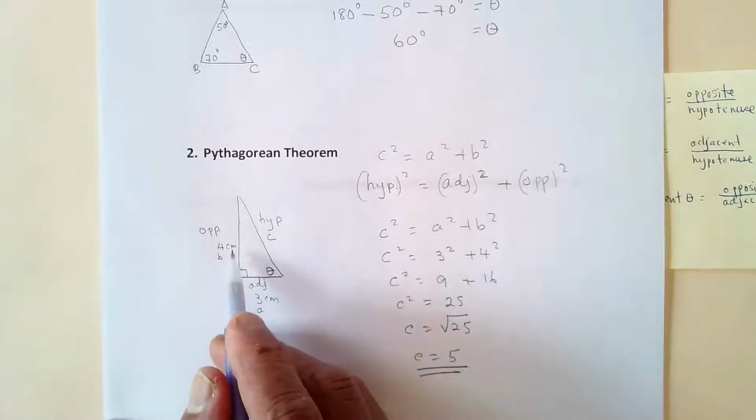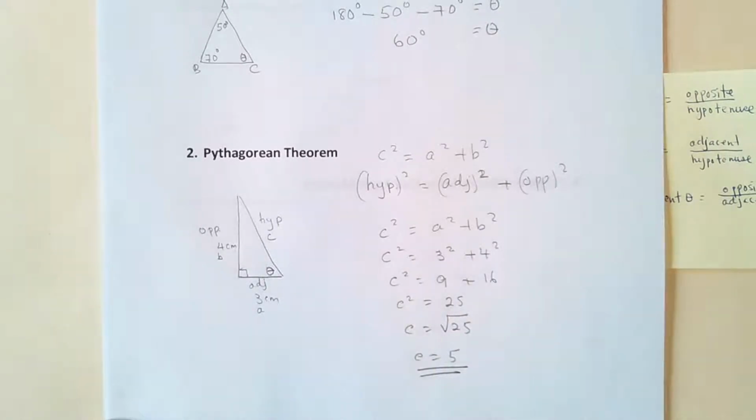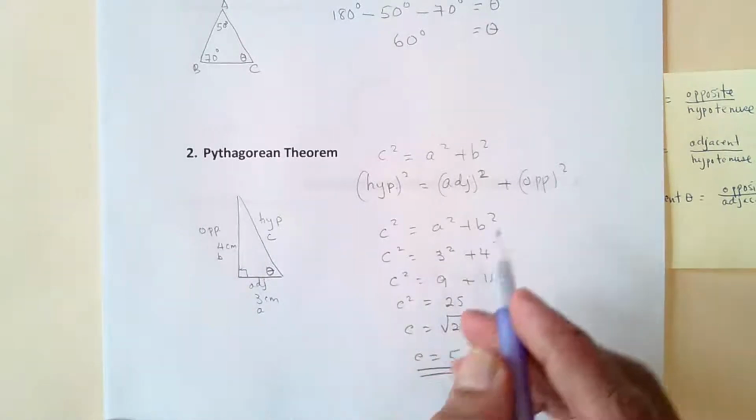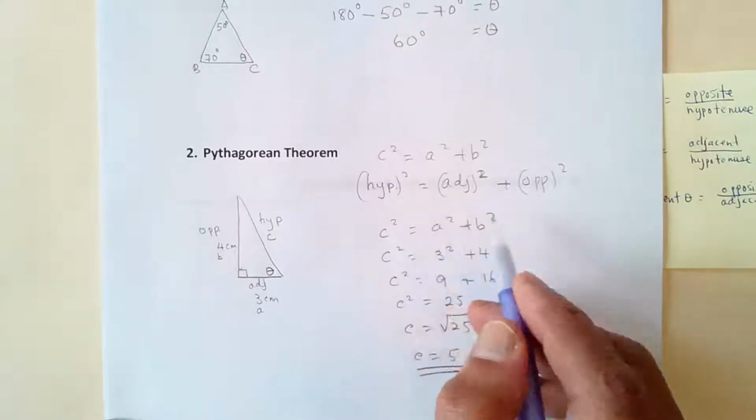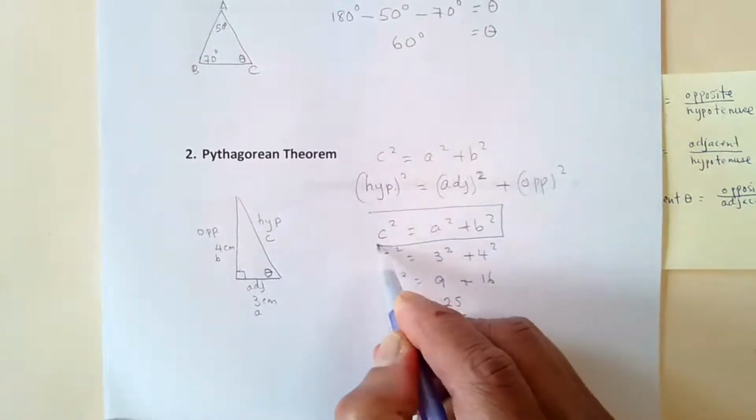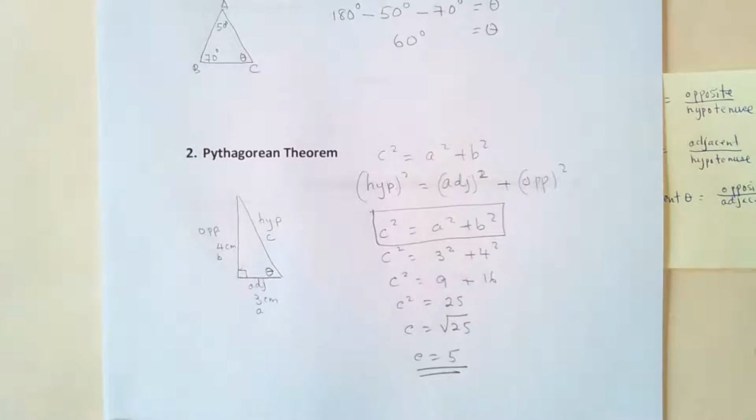The same thing goes if you want to find the opposite side. We will substitute the values given into our base formula, which is this one here, and then solve for the missing side.